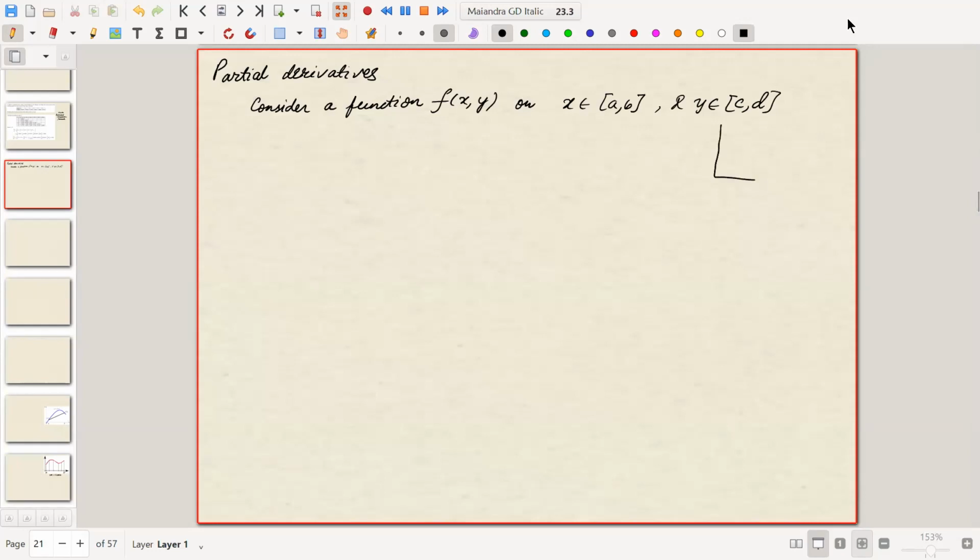So x will be from a to b and y will be from c to d. It will be this region, right? So f(x, y) is defined on that rectangle.